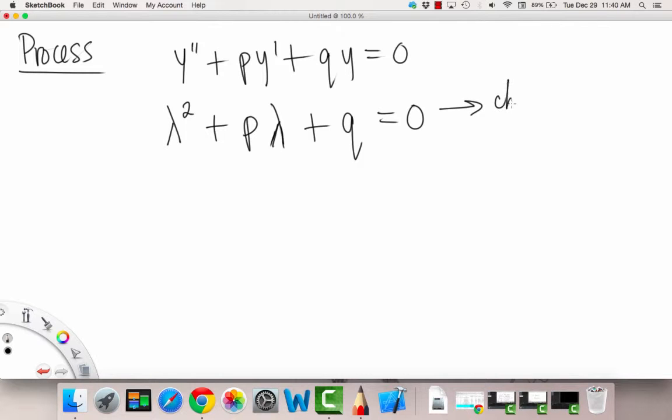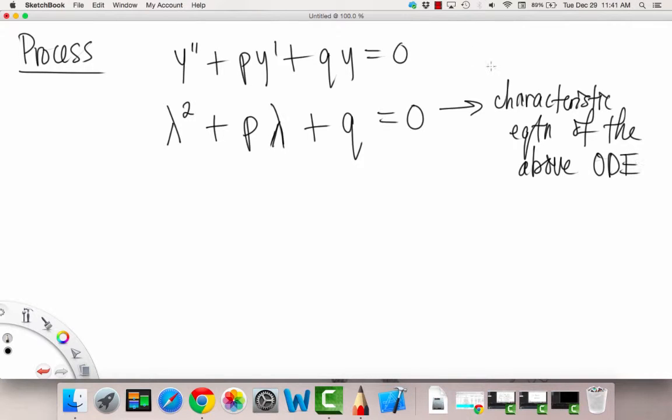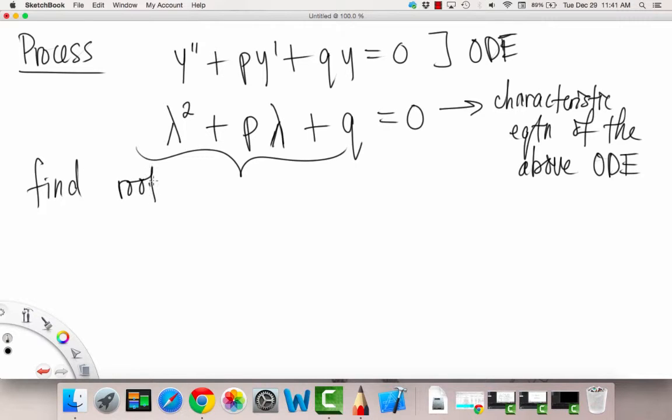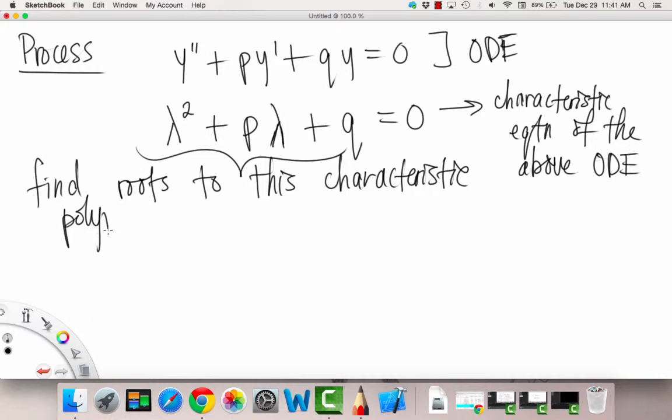So this thing here is called the characteristic equation of the above ODE. So this one here is our ODE. Then from here, we're just going to find the roots to this characteristic polynomial. That's another term, characteristic polynomial. The polynomial part just means everything on the left-hand side of that equation.